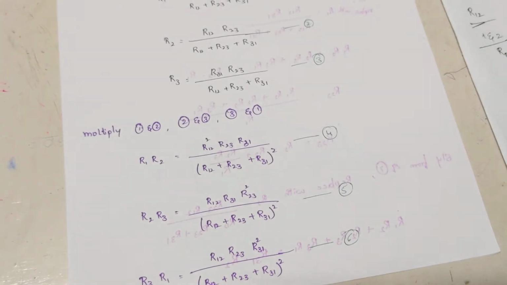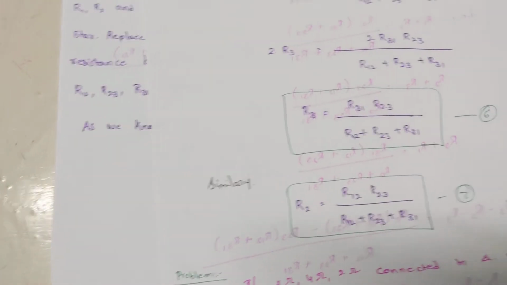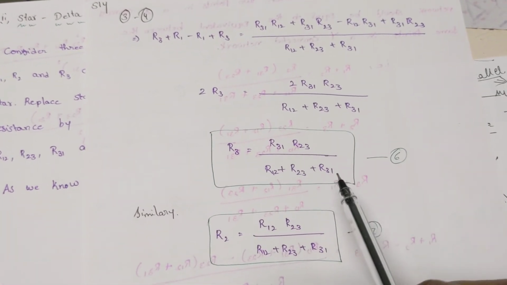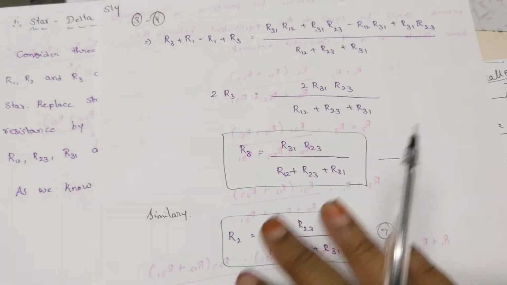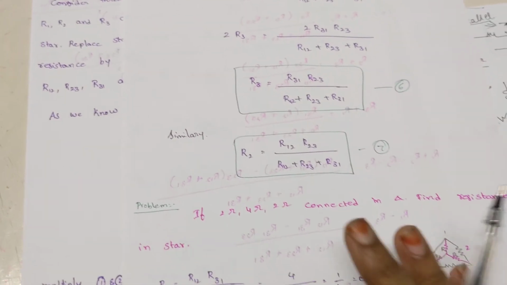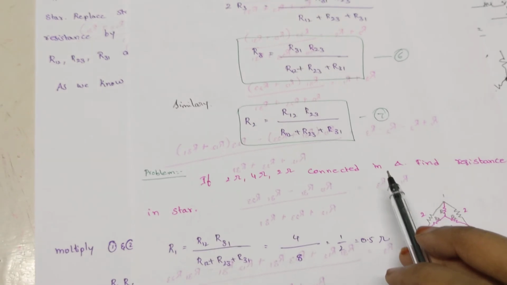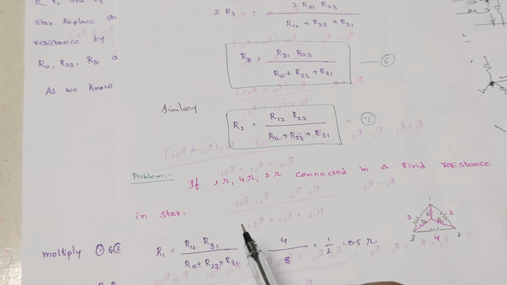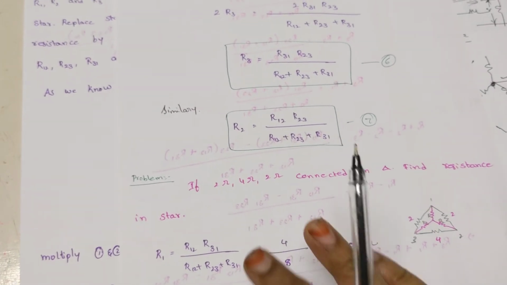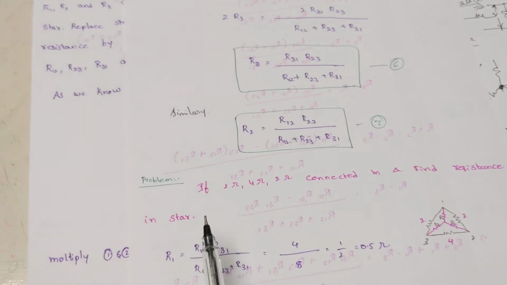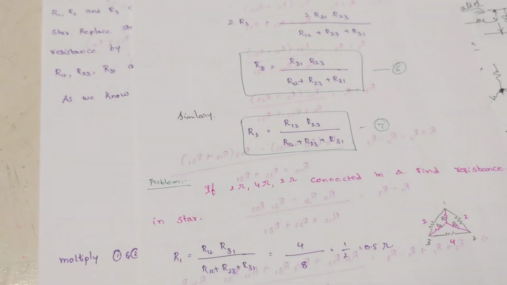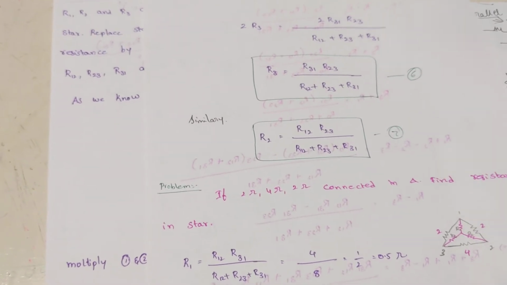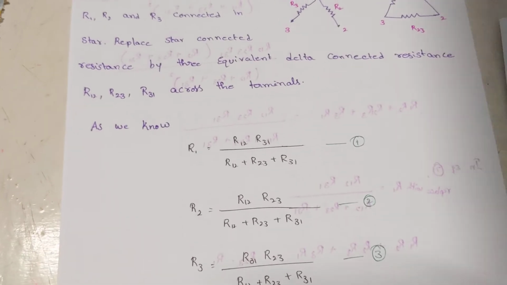In a similar fashion, if you solve for the rest of the elements, these are the values you get for R2 and R3. That means right now, if you know your delta resistors, I can find out what the resistance values in the star will be. So this is your delta to star conversion. If I know the delta values, I can convert into the star. The same thing can be done vice versa.